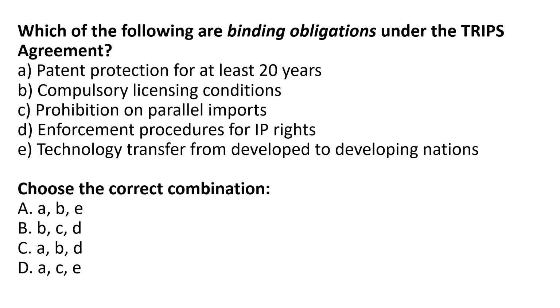Next question. Which of the following are binding obligations under the TRIPS agreement? A. Patent protection for at least 20 years, B. compulsory licensing conditions, C. prohibition on parallel imports, D. enforcement procedures for IP rights, and E. technology transfer from developed to developing nations. Think on it critically and give me the right answer in the chat box.